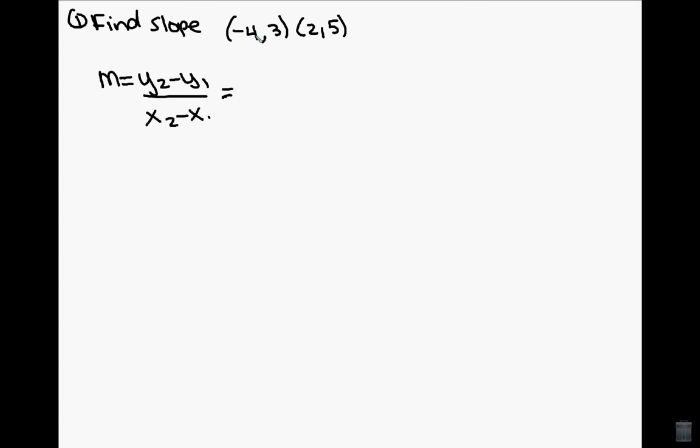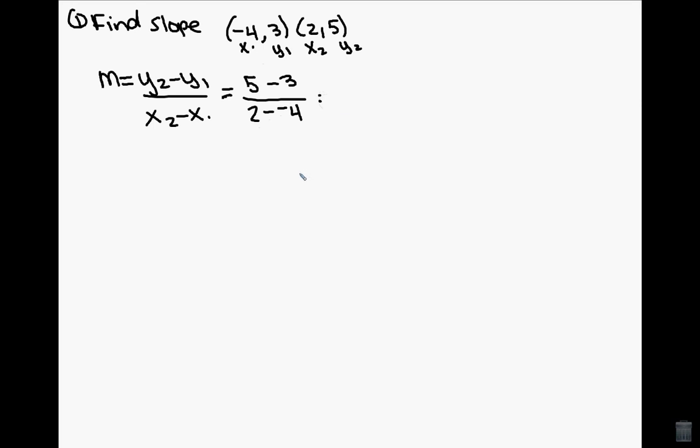Usually the first one that I see I call x1. This is your x value, this is your y value. So this is x1 and this is y1. That would make this one x2 and y2. If you ever flip-flop them, you should still get the right answer if you're careful. So on my problem, y2 is 5 minus y1 is 3 over x2 is 2 minus x1 is -4.